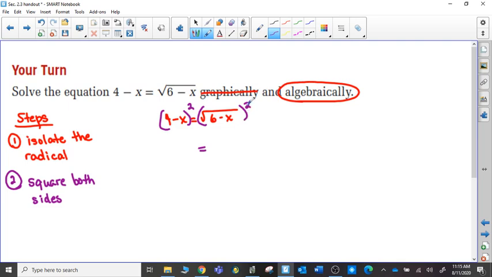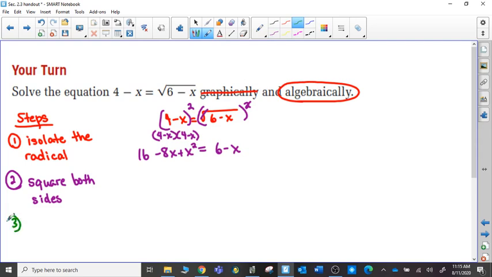When I square the square root, they will cancel each other out, and I'm left with just the 6 minus x. On the side where I have the two terms, the 4 minus x being squared, it's much easier to expand it when I see it written as two brackets, two factors. So if I expand that, I'm going to get 16. I have a minus 4x and another minus 4x, which would be negative 8x. And then I have a positive x squared. So I've squared both sides.